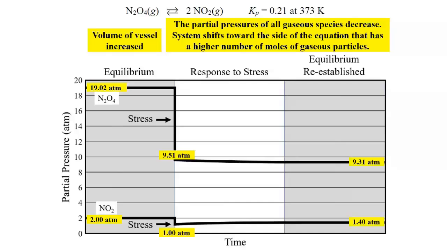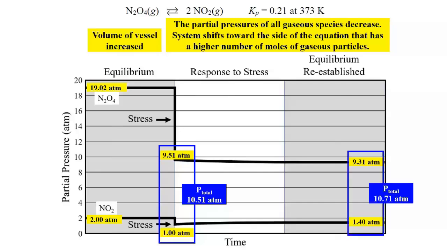Take a look. At the moment the stress occurred, the total pressure was 9.51 plus 1, or 10.51 atmospheres. So watch what happens when equilibrium is reestablished. 9.31 plus 1.40 is 10.71. So can you see, focusing on how the system responded, the total pressure went from 10.51 to 10.71.